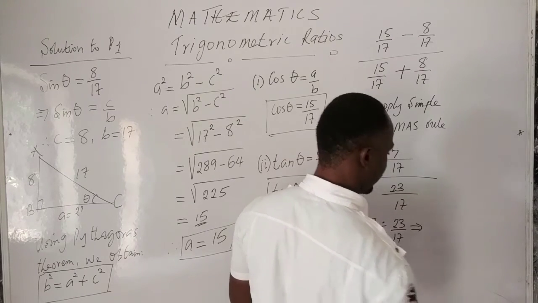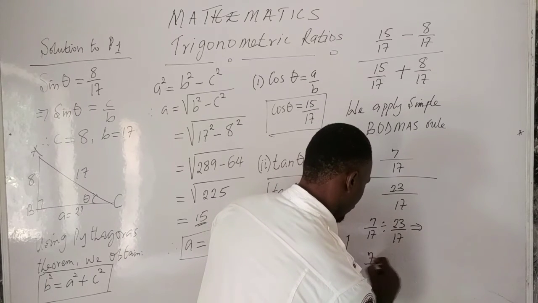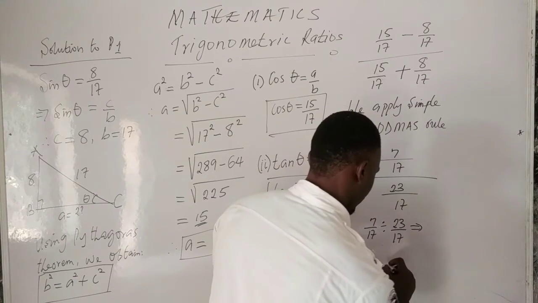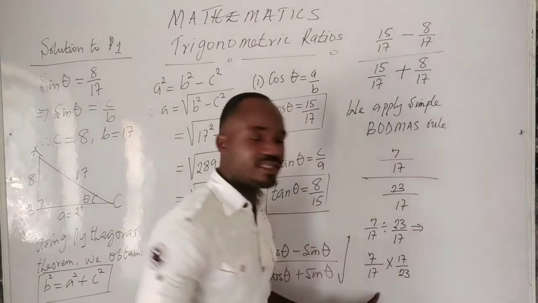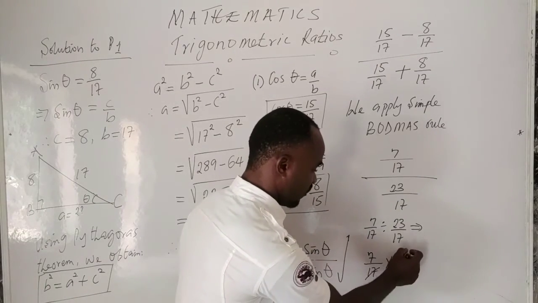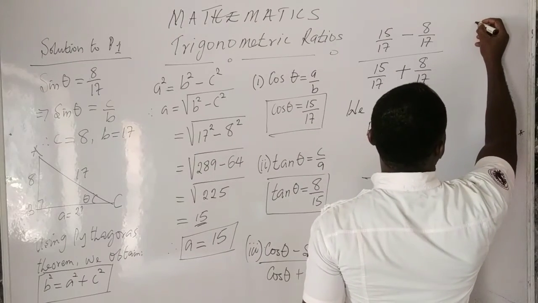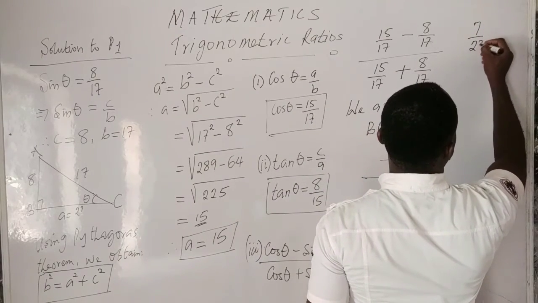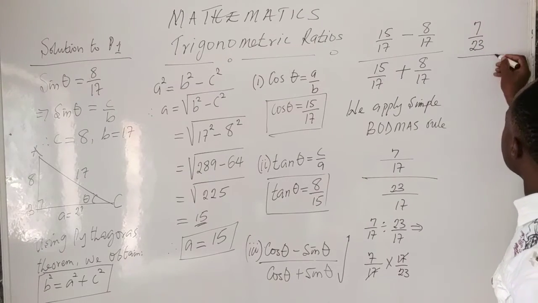This implies 7 all over 17 times 17 all over 23. That's simple bodmas rule. You can see that 17 cancels itself, and we are left with 7 all over 23. That's the answer to all this.